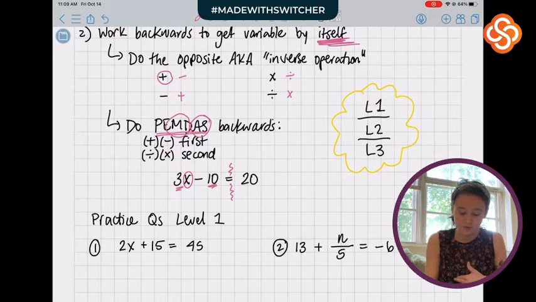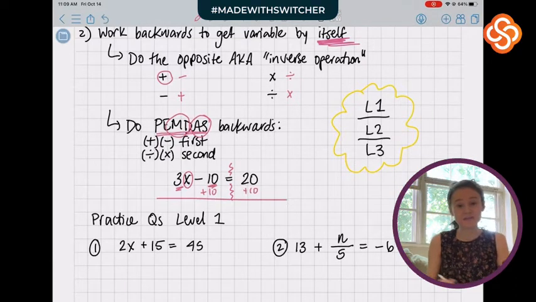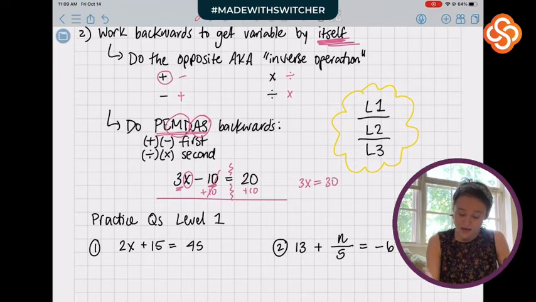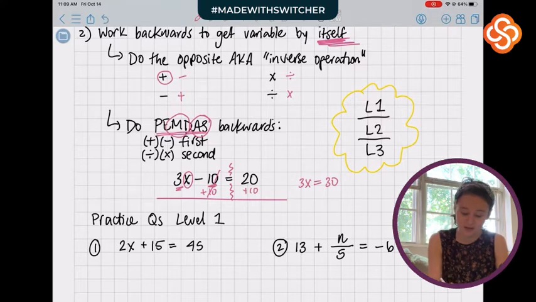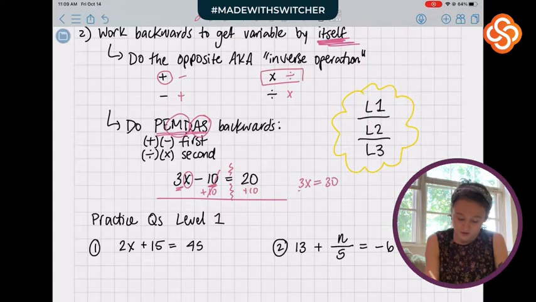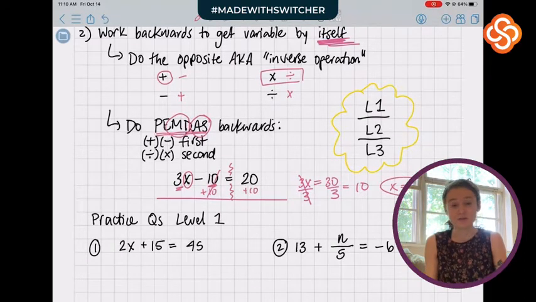So what do we do to do the opposite of minus 10? We're gonna add 10 on both sides, right? What is negative 10 plus 10? Cancels. So 3x is equal to 20 plus 10, which is 30. Now, it's 3x. What's the operation between the 3 and the x? It's multiplication. So the opposite of multiplication right here is division. So I'm going to divide both sides by 3. 3 divided by 3 cancels, right? It's deleting. And so then we get x is equal to 30 divided by 3, which is 10. And that is how I solved my first equation.